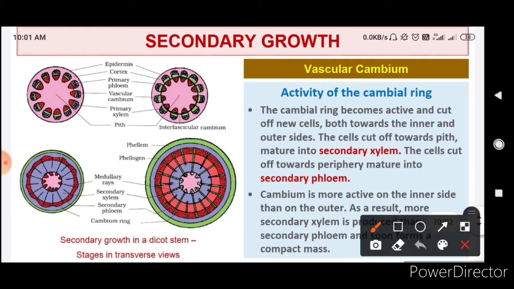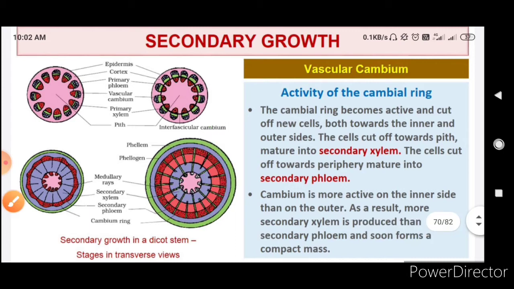So here in this diagram you can see all the layers. See, secondary xylem is this purple color part. These are the medullary rays present. The spikes you can see in the wheel are the medullary rays. Okay, and the red one is the secondary phloem. Okay, and this light red is nothing but the cambium ring.